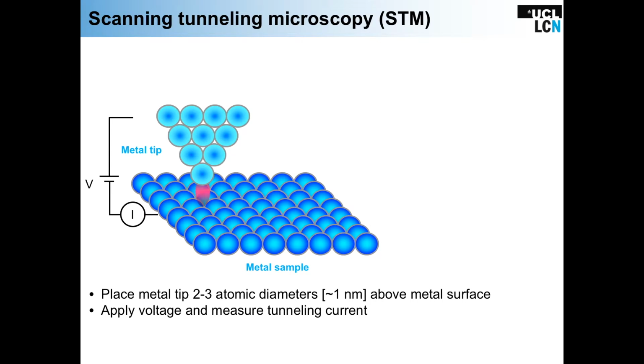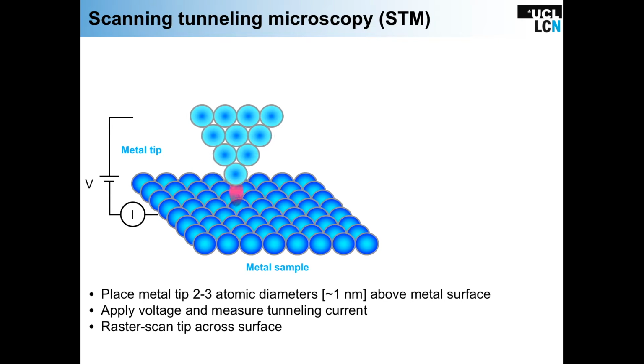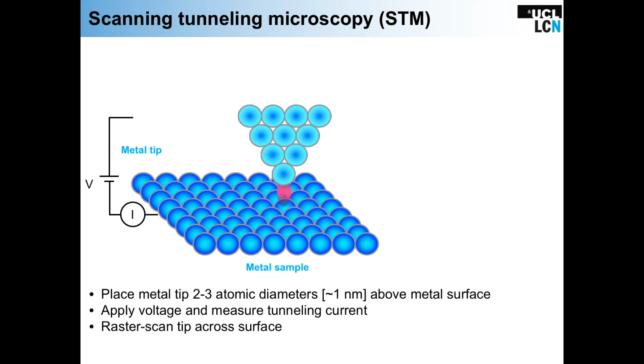Now, this process turns out to be exponentially sensitive to the distance, which means that even if you move the tip by about 1/10 of a nanometer, you'll increase the amount of current you get by about a factor of 10. What that means is that we can measure very, very small changes in distance between the tip and the surface, down to about 1/1000th of a nanometer, or a picometer. So once we can measure that current, we scan the tip across the surface, and using this we can generate images of our surface and learn more about the electronic properties of the surface as well.